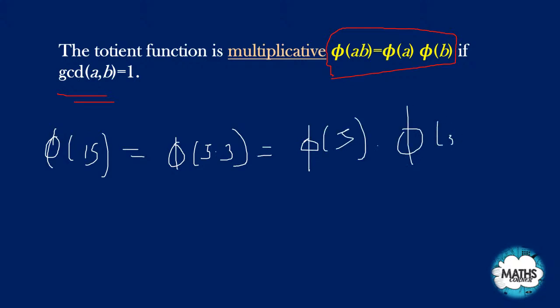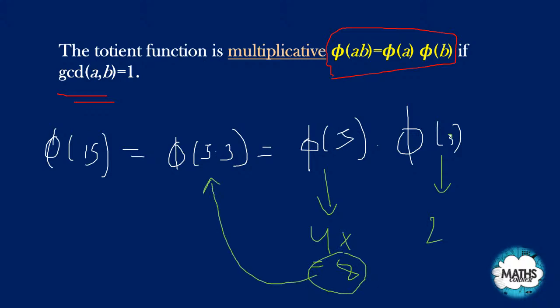Now what is phi of 5? It is the number of numbers less than 5 which are co-prime to 5. After calculating, it comes out to be 4: 1, 2, 3, 4 are the 4 numbers that are co-prime to 5. And this is phi of 3: 1 and 2 are the numbers co-prime to 3. So 4 times 2 comes out to be 8. This 8 is my phi of 5 into 3, which is phi of 15.